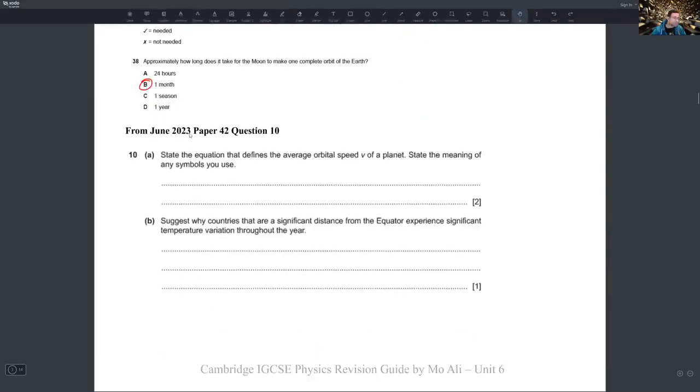Next, from June 23, Paper 4. State the equation that defines the average orbital speed of a planet. State the meaning of any symbols you use.